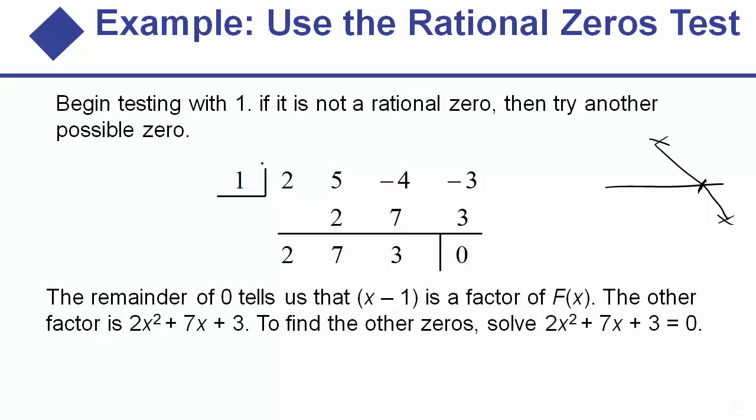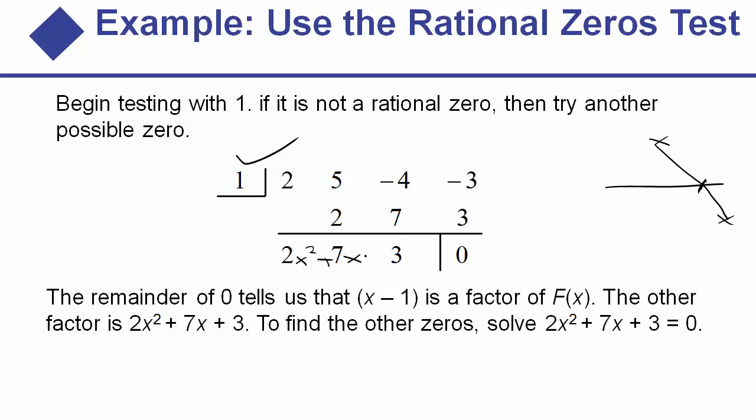But in this case, we tried 1 and it works. We bring down the 2, 1 times 2 is 2, add them 7, 7 minus 4 is 3, goes to 0, and this tells us that this is a rational zero. It also tells us that these are the coefficients of the resulting quotient polynomial. We started with a polynomial of degree 3, so this one is going to be degree 2.